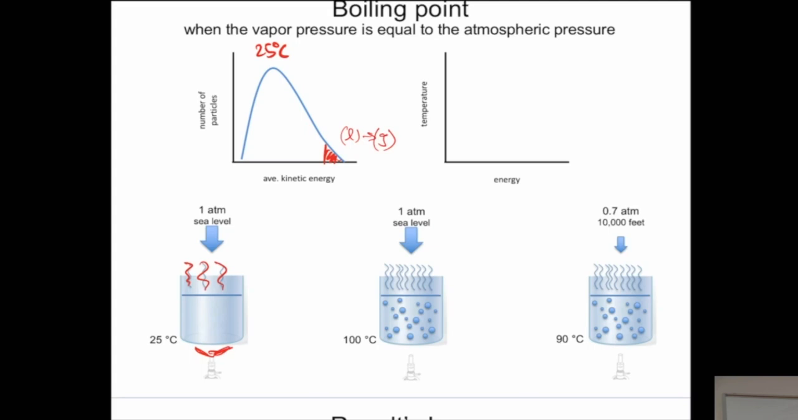As I increase the temperature, let's get this up to, say, 75 degrees. I should have switched my colors here. Red is hot, right? But at 75 degrees Celsius, we have more energy in the system. So more of this distribution now has enough kinetic energy to go from the liquid to the gas phase. Does that seem straightforward?